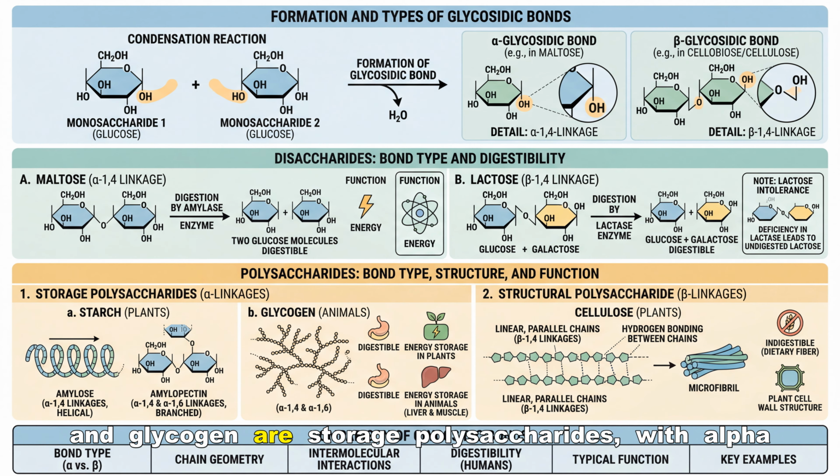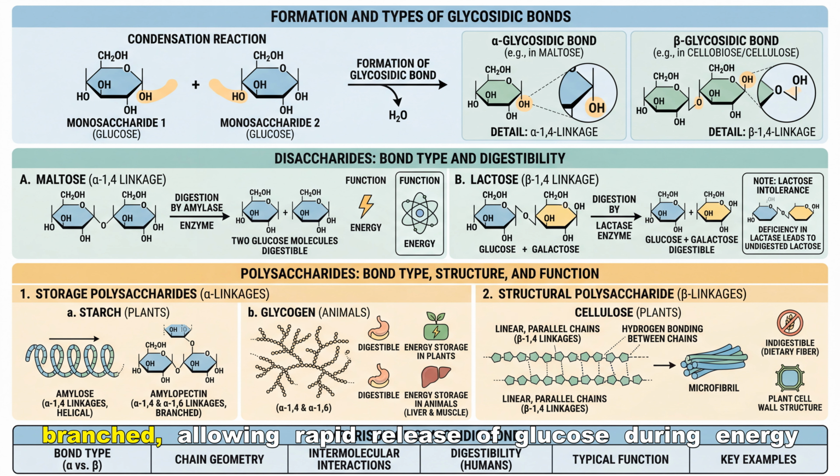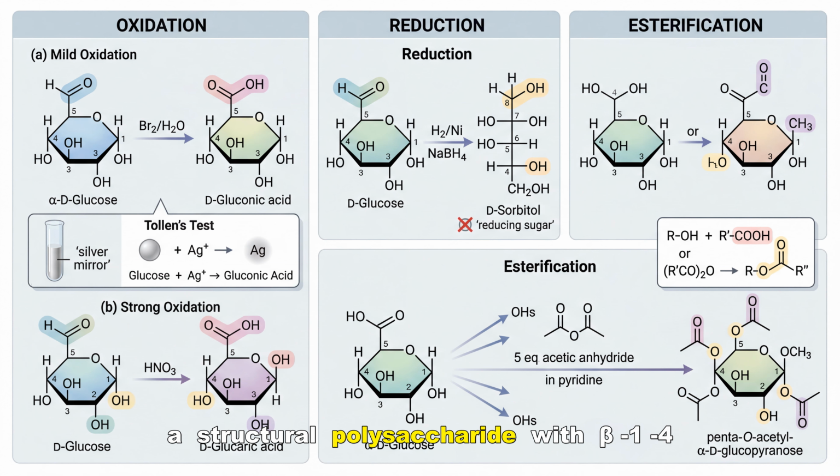Starch and glycogen are storage polysaccharides, with alpha linkages that allow for branching, making them more accessible for enzymatic breakdown. Glycogen is especially highly branched, allowing rapid release of glucose during energy demand. In contrast, cellulose is a structural polysaccharide with beta 1-4 linkages, forming rigid, linear fibers.